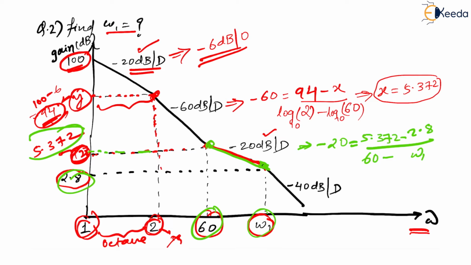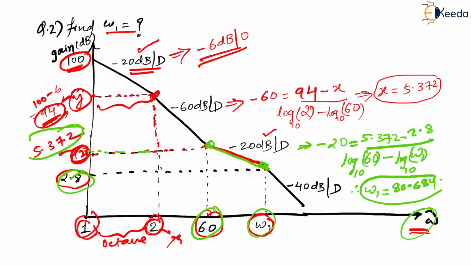Is it right? No. Why? Because it is a log scale, which means log of 60 to the base 10 minus log of omega 1 to the base 10. Is that correct? Yes. If you solve this, you get omega 1 equal to 80.684, which means this omega 1 which you were trying to find is nothing but 80.684.